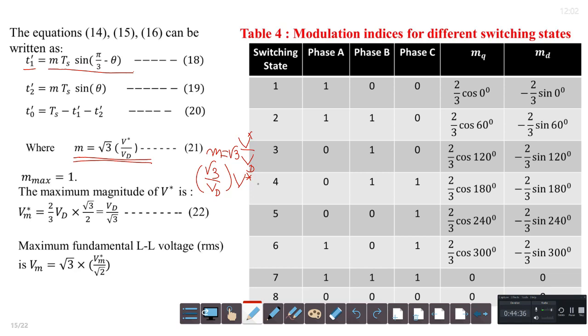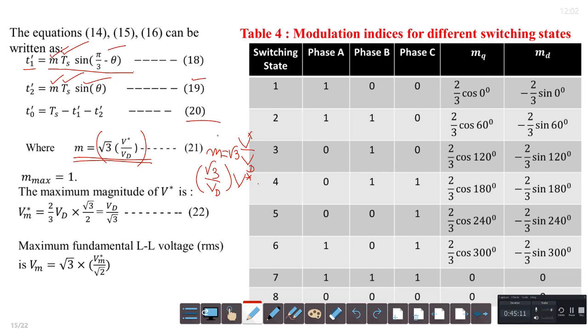Then from equation 14 we get equation number 18, that is modulation index M into sampling time Ts, and the sine term remains as it is. Similarly, from equation 15, we replace the term root 3 V star by VD with M. So T2 dash is M, sampling time Ts, and sin theta remains as it is. So we get equation number 19, and equation number 16 is the same as equation number 20, just written for clarity.